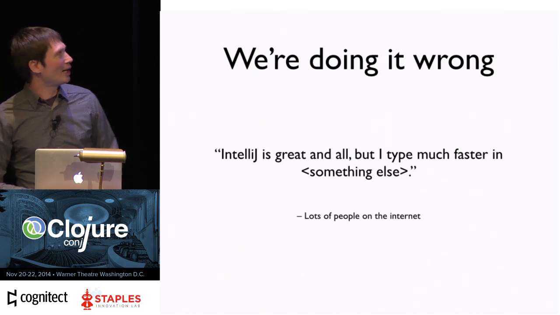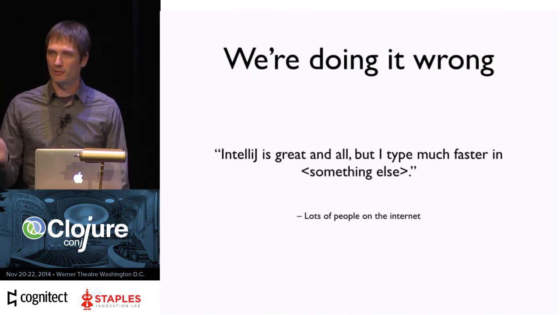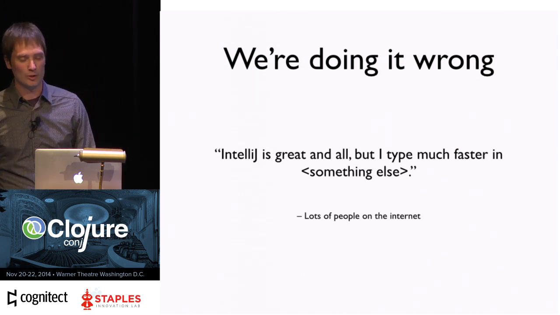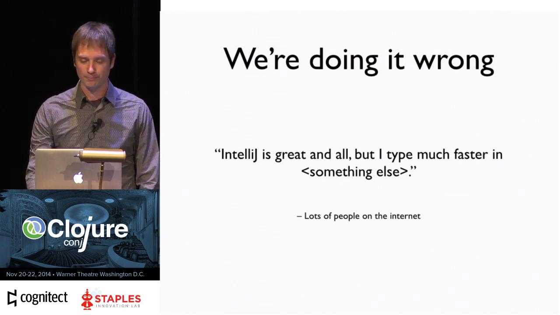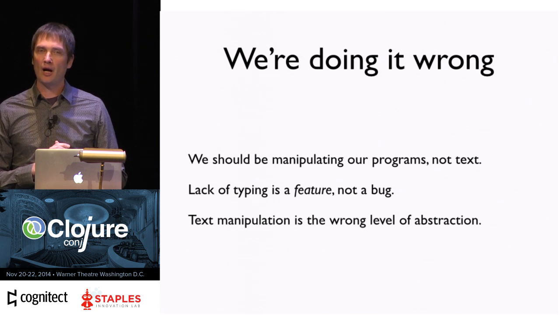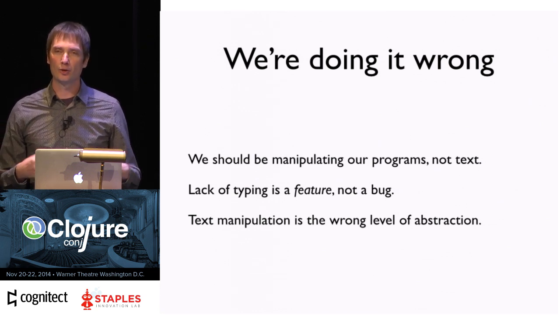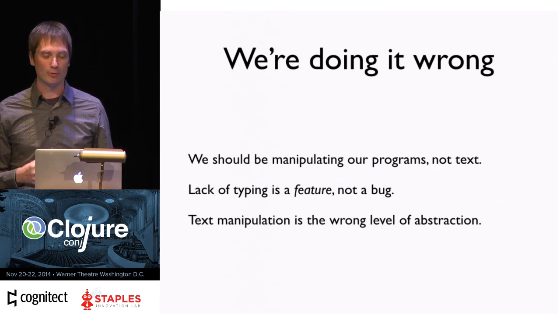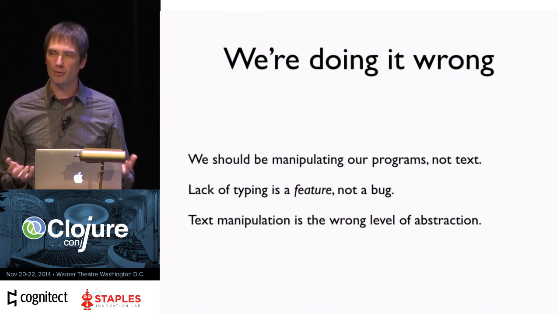So this is something I see online quite a lot. IntelliJ is great and all, but I type much faster in Emacs or Vim or Sublime Text or whatever it happens to be. This, I think, is pretty misguided. I think that when we're working on our programs, our tooling should provide support to directly manipulate our programs. We shouldn't have to be mucking around with text. I think lack of typing is a feature.